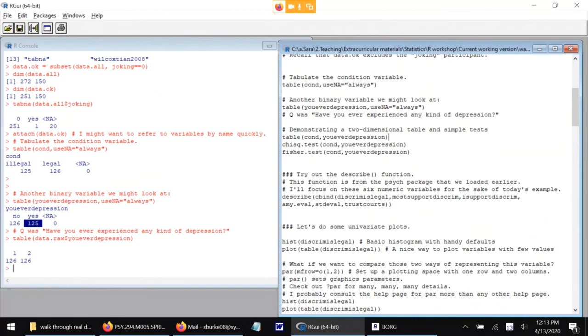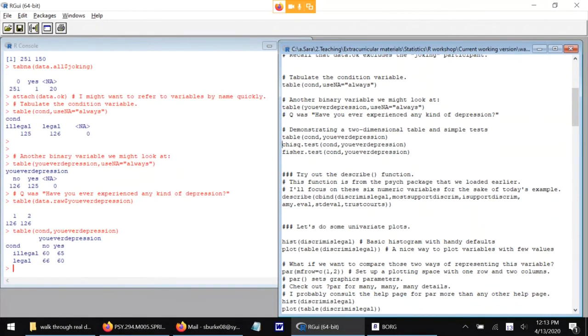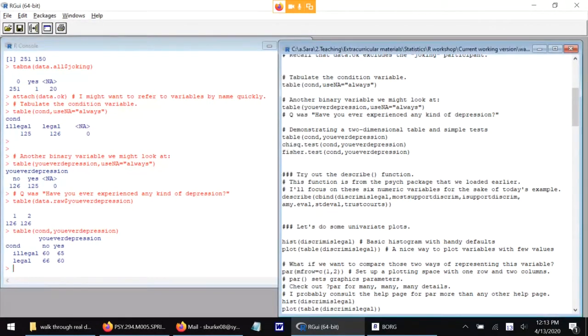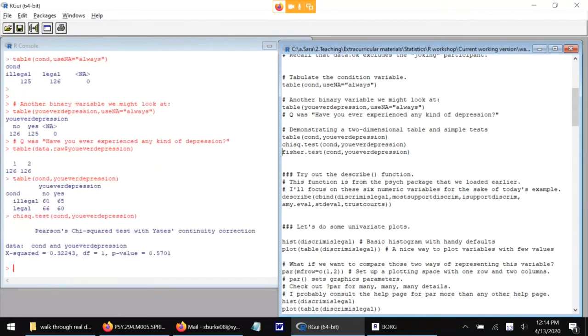Next, I will look at a tabulation of these two variables together, condition and whether the participant reported having experienced some kind of depression, just to illustrate what table does when you supply two different variables as arguments. It will provide you with a two-dimensional table. And you can also do a chi-squared test based on that two-dimensional table by calling the chi-squared test function, which in this case, there's a few ways you can call this function, but one way is by supplying two variables, the names of two vectors, which represent variables, that they could create a two-dimensional contingency table.